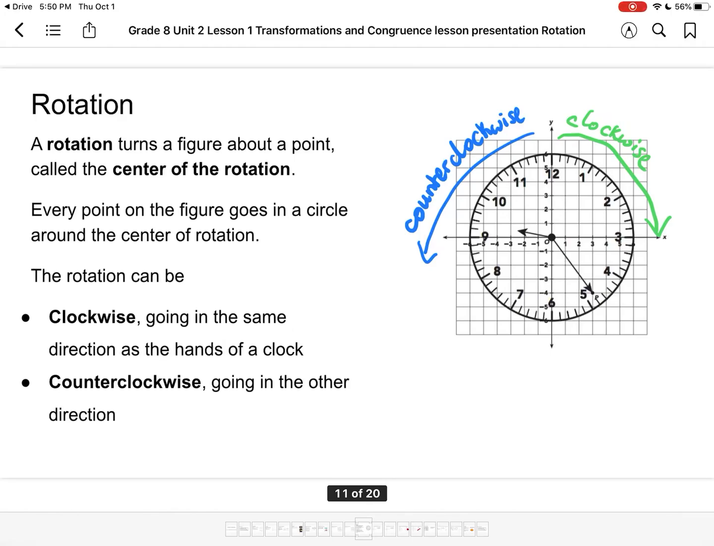A rotation is another type of transformation where figures move around a center point. This is similar to how the hands of a clock move around the center of a clock. You have a center of rotation, which is, in this case, the center of the clock where the hands are attached. And the movement can be clockwise, like the hands of a clock, or counterclockwise, going in the other direction.